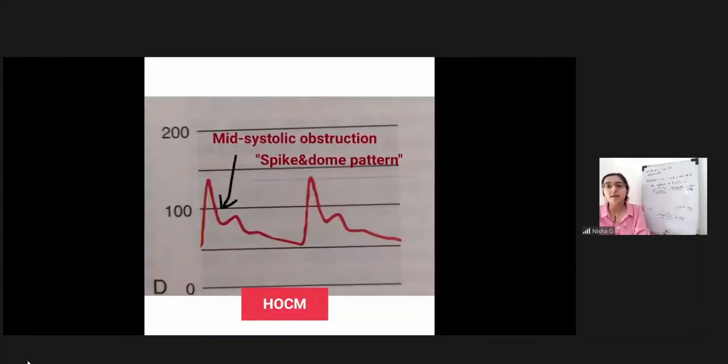Here I have taken a picture, I think from Miller's only. Can you see that the upstroke is still happening the way it should? But after the upstroke, in the middle of systole, there is an obstruction. This is known as the spike and dome pattern. The spike and dome pattern is seen in HOCM, hypertrophic obstructive cardiomyopathy.